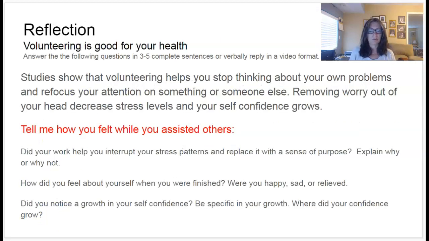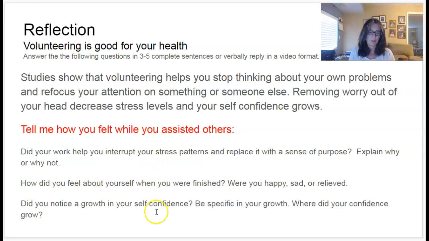And then the last one, well, you learned a little bit about stress in the last chapter of this course. And they do say that volunteering helps reduce stress. And I want you to look inside of yourself. Did you notice any of this happening to you that we talked about so far in the course? So what is it about your volunteer work that helped you take your thoughts, refocus them on somebody else? Did it take away from some of your stress?